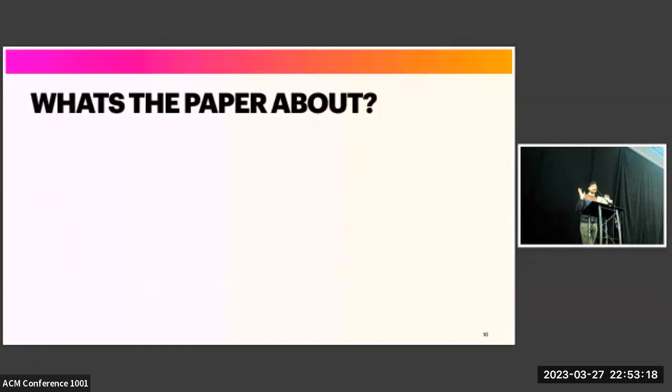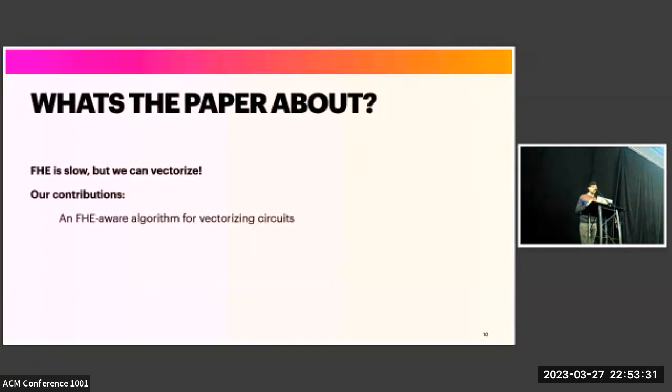Okay, so that's background. Let's talk about what the paper is actually about. The high-level idea here is that FHE is really cool, but it's really slow, and we can try to recover some of that performance by vectorizing. And so our specific contributions are, first of all, an FHE-aware algorithm for vectorizing these arithmetic circuits. And we implement this algorithm in a vectorizing compiler and a DSL called Coyote.